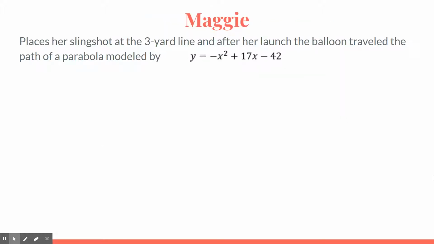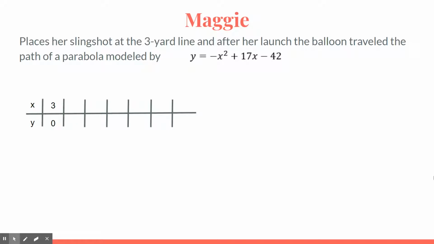Okay, so first and foremost, we have got Maggie. And we know some information. So she has placed her slingshot at the 3-yard line. And then we know that her water balloon travels the path of this parabola. And we've got this equation to go with it. So let me go ahead and set up a table. I know that by being placed at the 3-yard line, that means that she's starting at (3, 0).